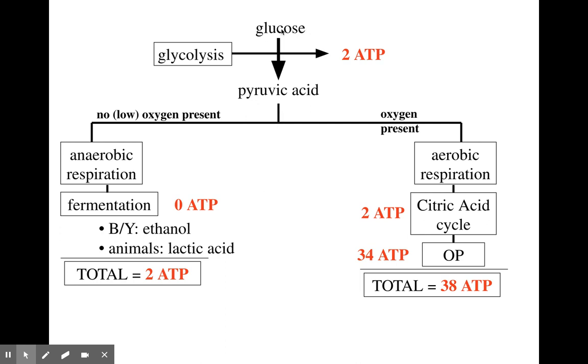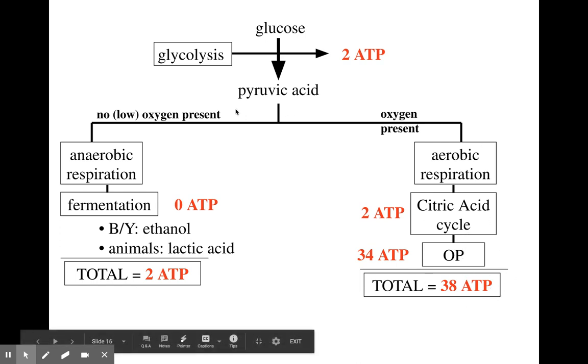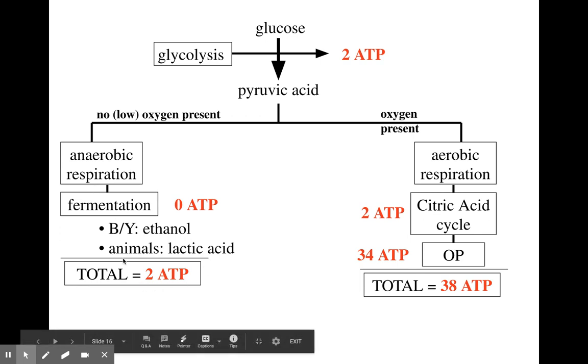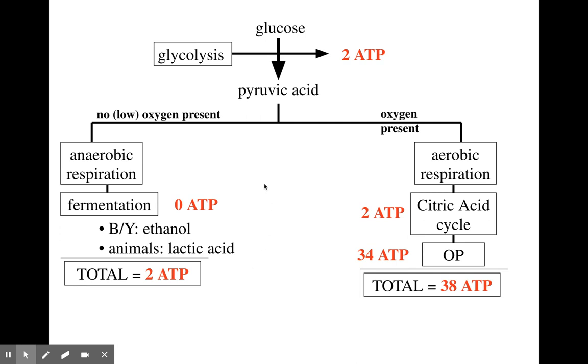So again, glucose is broken down in glycolysis to make pyruvic acid, and then there are two choices for the pyruvic acid. Either it's going to go into aerobic respiration when oxygen is present, and we're going to make a lot of ATP, or we're just going to break it down and recycle it and then not make very much ATP. We only make 2.